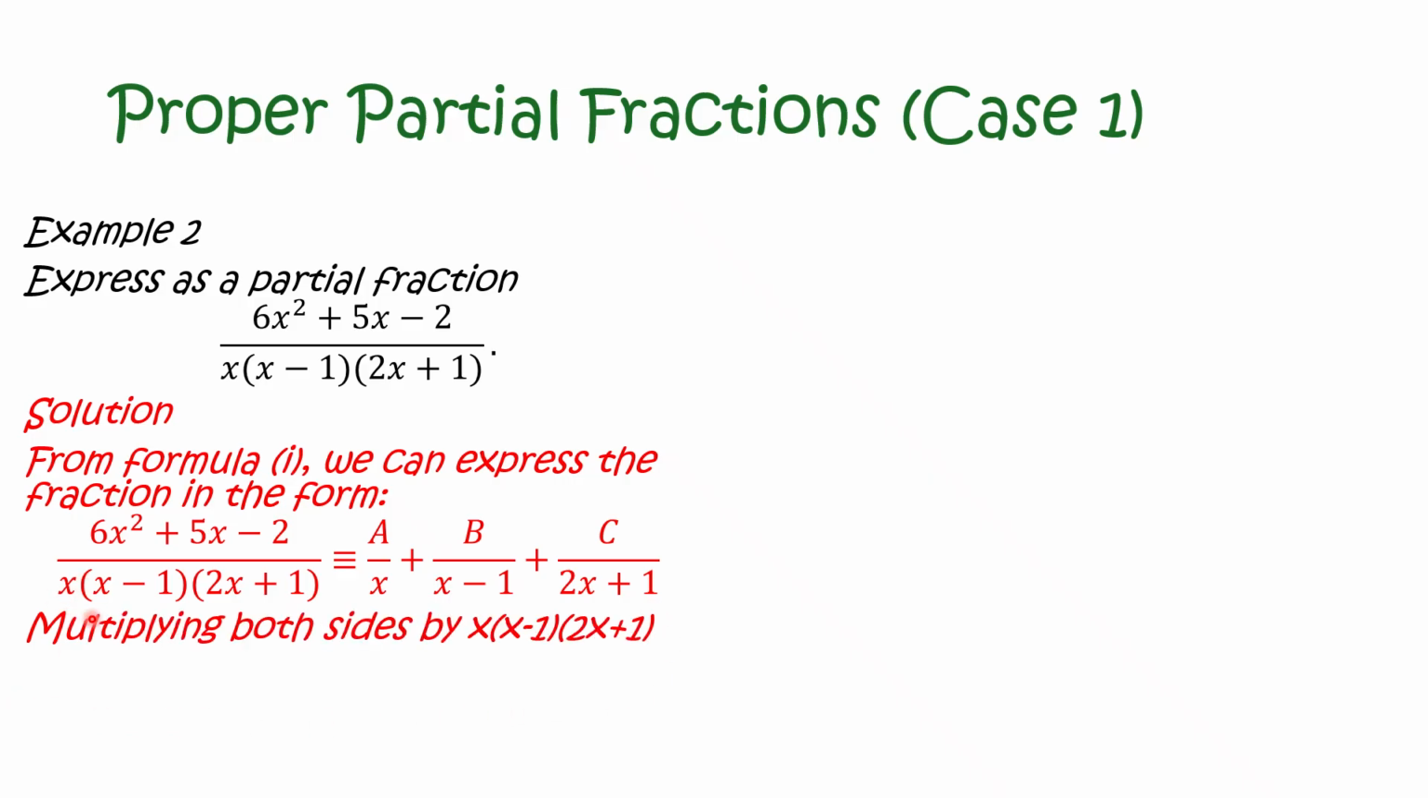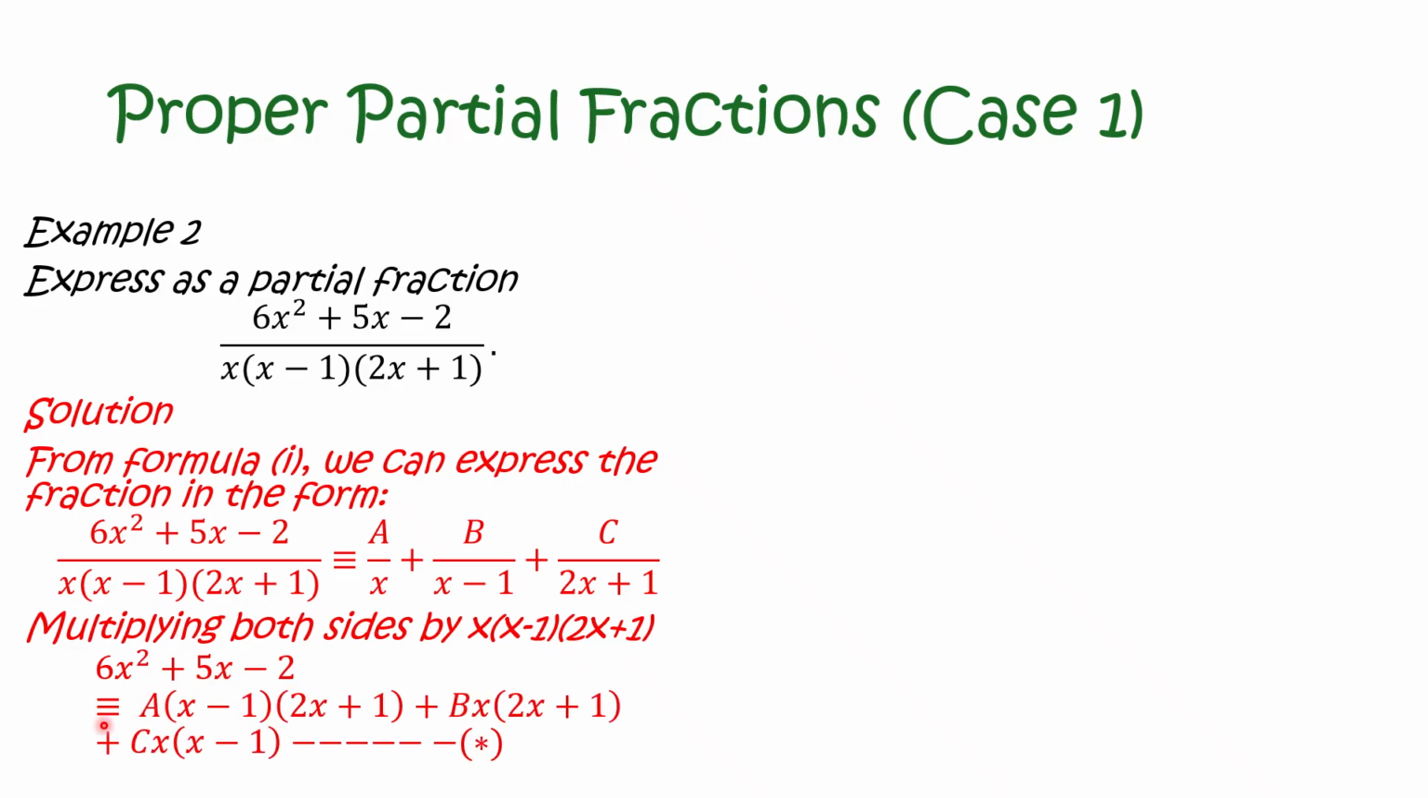As before, we multiply both sides by the denominator on the left hand side, which is x times x minus 1 times 2x plus 1. In doing so, we are going to have 6x squared plus 5x minus 2 on the left hand side being equivalent to that, and we are going to label that as equation star. Why? We know that we will refer back to this equation or to this identity. So this is an identity since we have the equivalent rather than the equal to sign.